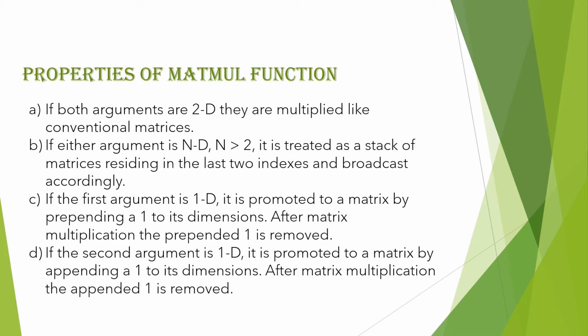If the first argument is 1D, it is promoted to a matrix by prepending a 1 to its dimensions. After matrix multiplication, the prepended 1 is removed. If the second argument is 1D, it is promoted to a matrix by appending a 1 to its dimensions. After matrix multiplication, the appended 1 is removed.